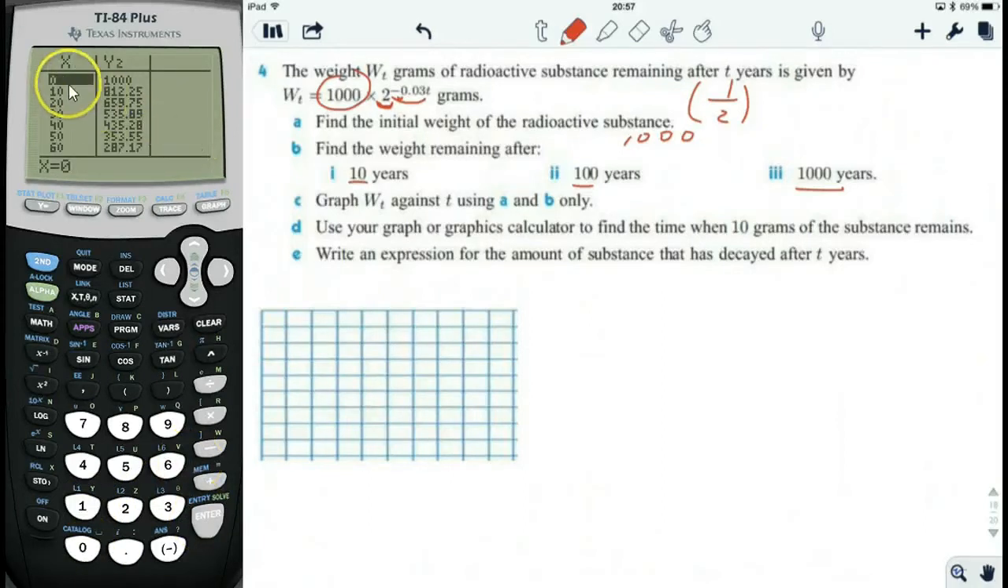Okay, that's better. So the initial value is 1,000, like we said. After 10 years, it's 812.25. And 100, I guess we need to go down a little bit. And it's 125. And after 1,000, now I'm going to have to go down a whole bunch to get to 1,000. So there's a couple ways I could do it. One is I could change the plus by doing this, right?